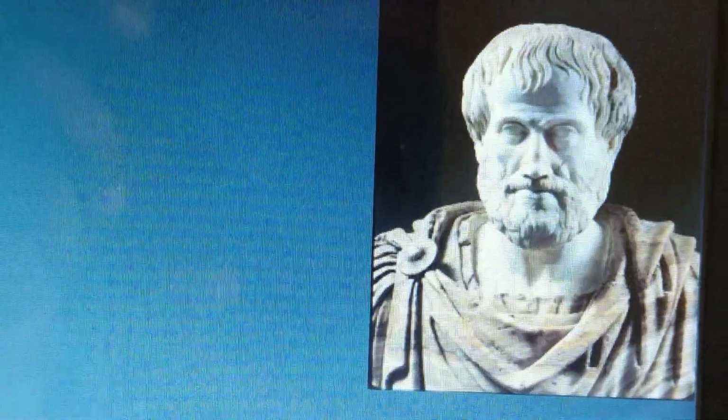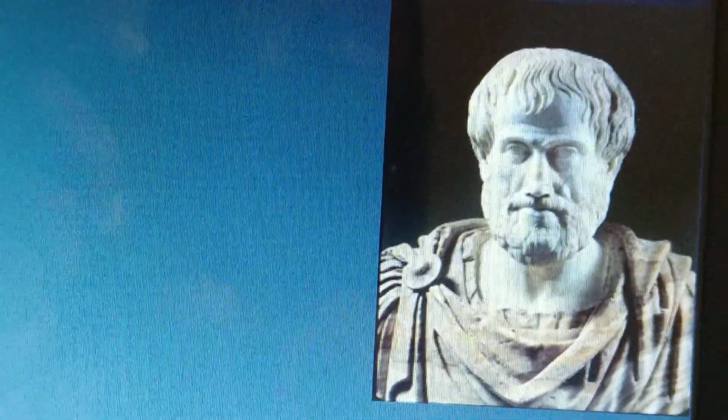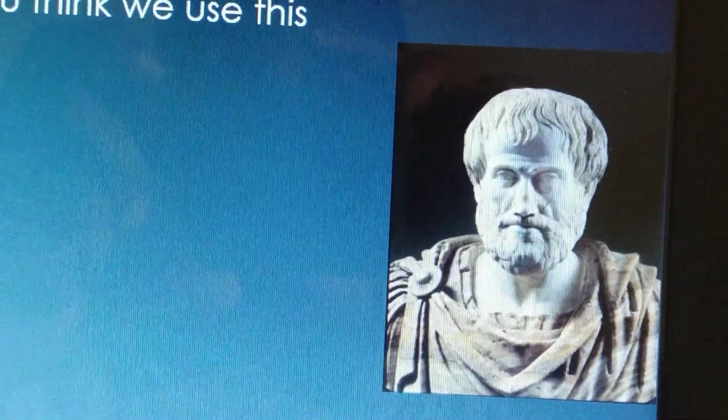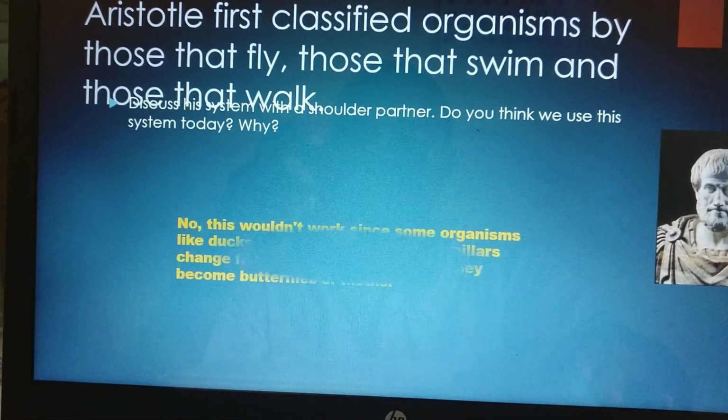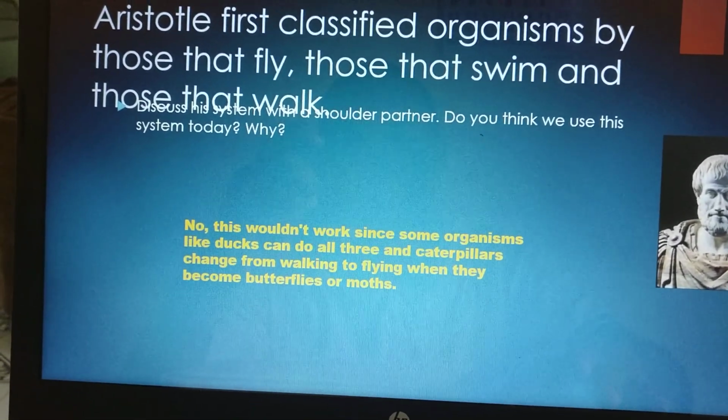Here is a picture of Aristotle. He was a Greek philosopher who lived way back around 1100 BC, somewhere around that era. Okay, so that is Aristotle. So is Aristotle's system still being used today by modern scientists? The answer for that, class, is no. We are not using that system today.